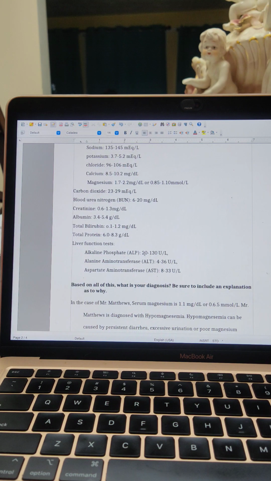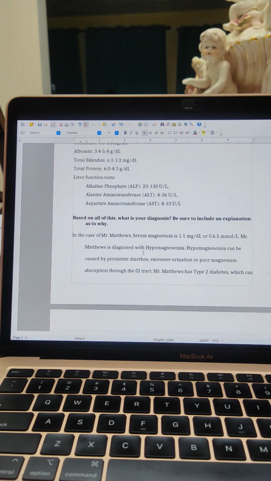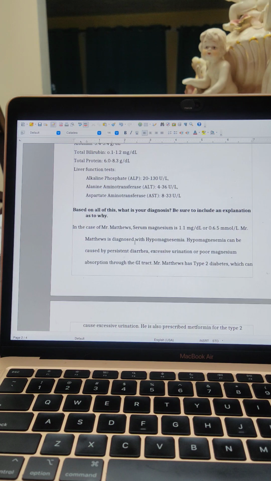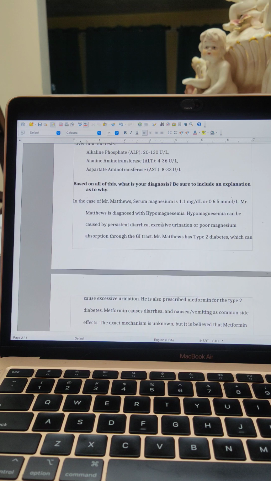I'm just going to skip down to the next section here. It says, based on all of this, what is your diagnosis and why? So in the case of Mr. Matthews, his serum magnesium level is 1.1 milligrams per deciliter or 0.65 millimoles per liter. Mr. Matthews is diagnosed with hypomagnesemia. Hypomagnesemia can be caused by diarrhea, excessive urination, or poor magnesium absorption through the GI tract.